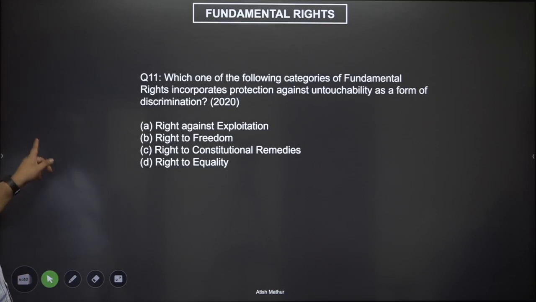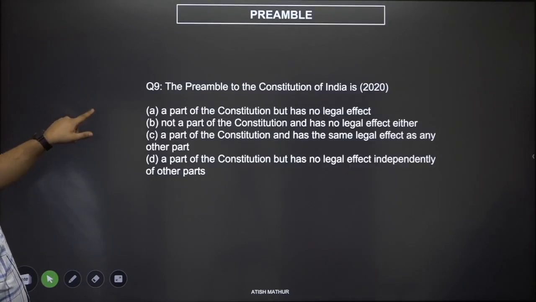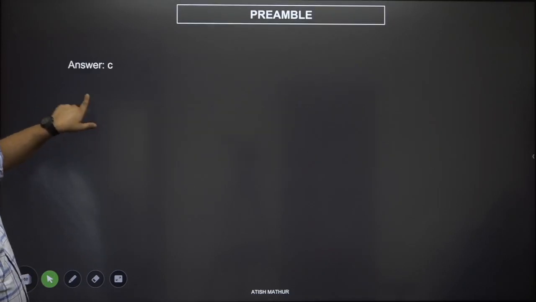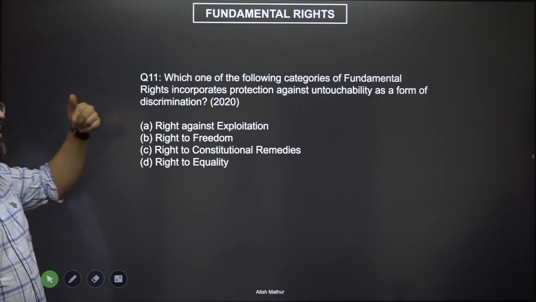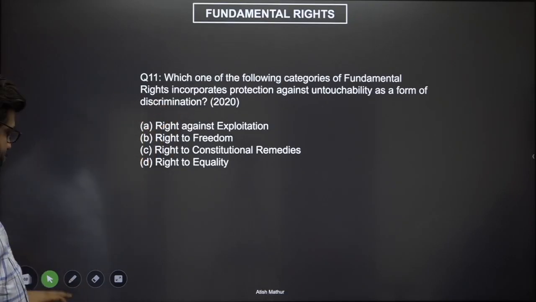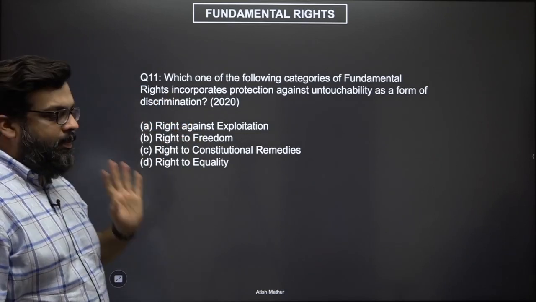Now, this is mistaken here because I have missed a question. That was the Aadhaar question that I have missed here. That's because it is outdated and there are improved Supreme Court judgments. The answer will still be D.